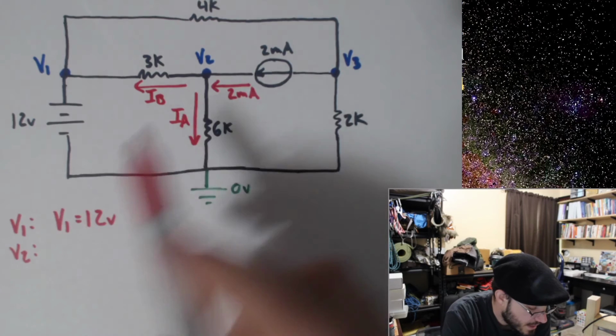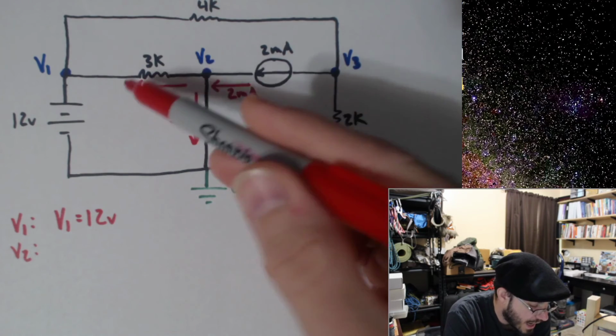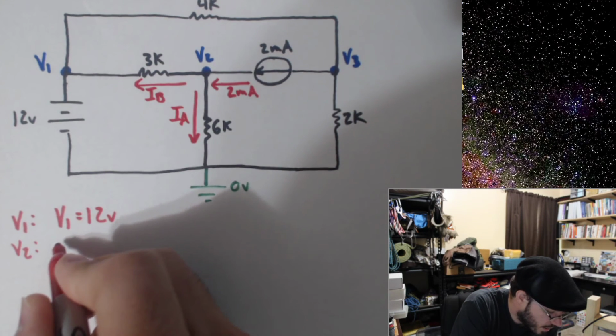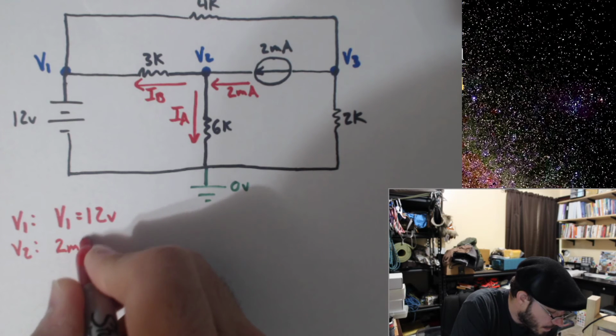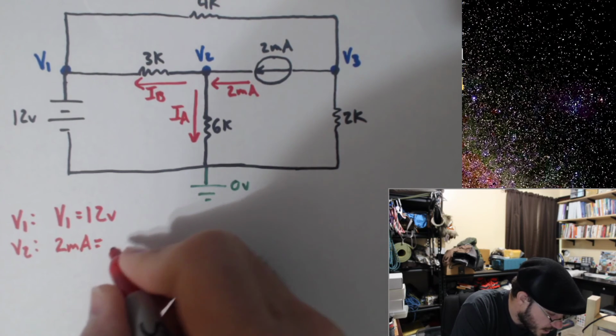So now I can see that if I look at Kirchhoff's current law, I have 2 milliamps entering and IB and IA leaving. So I can say the sum of all currents entering a node must equal the sum of all currents leaving that same node.